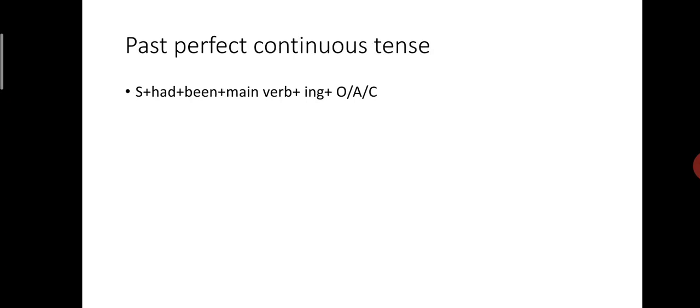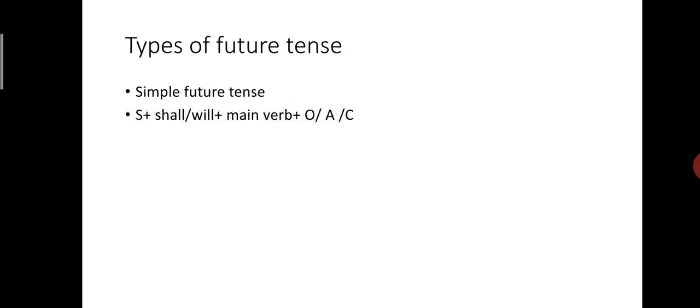Next, types of future tense. Simple future tense. See the structure: subject plus shall or will plus main verb plus object, adverbial or complement. Its uses, how it is used in a sentence: to refer to an action in future time. For example, India will become a superpower in the near future.